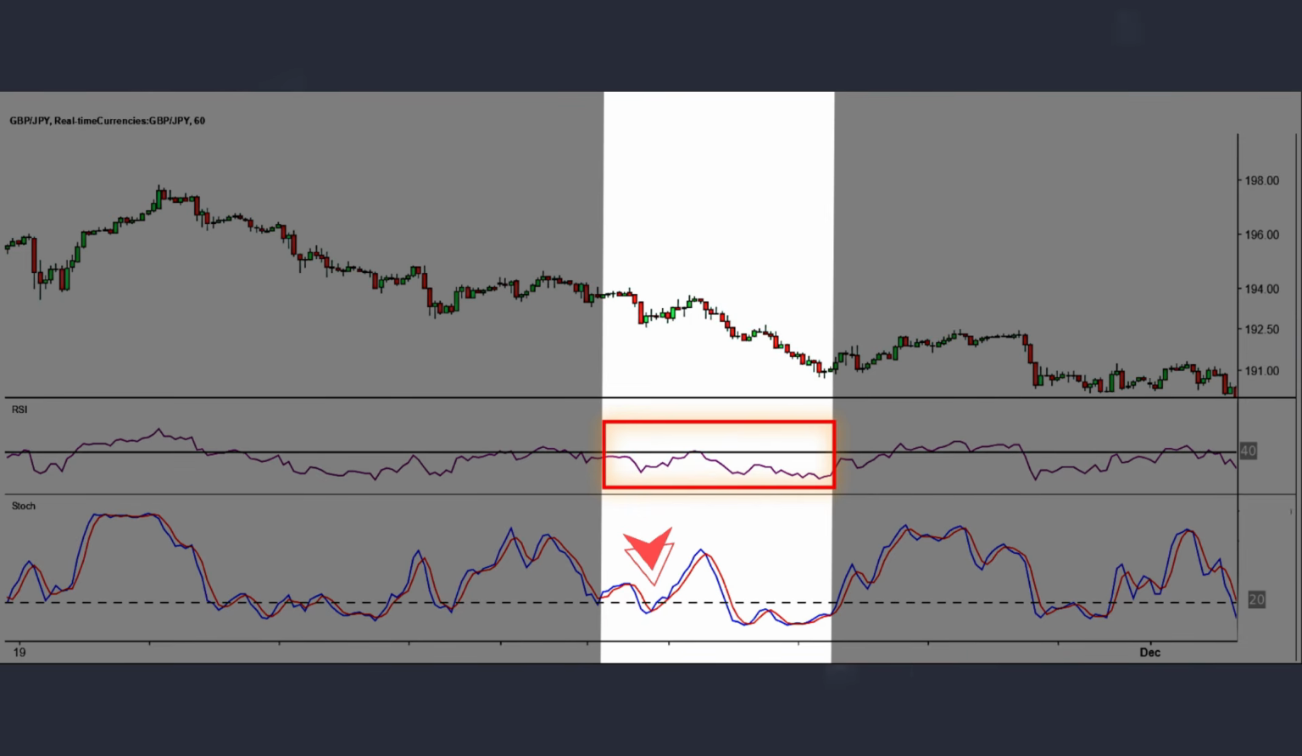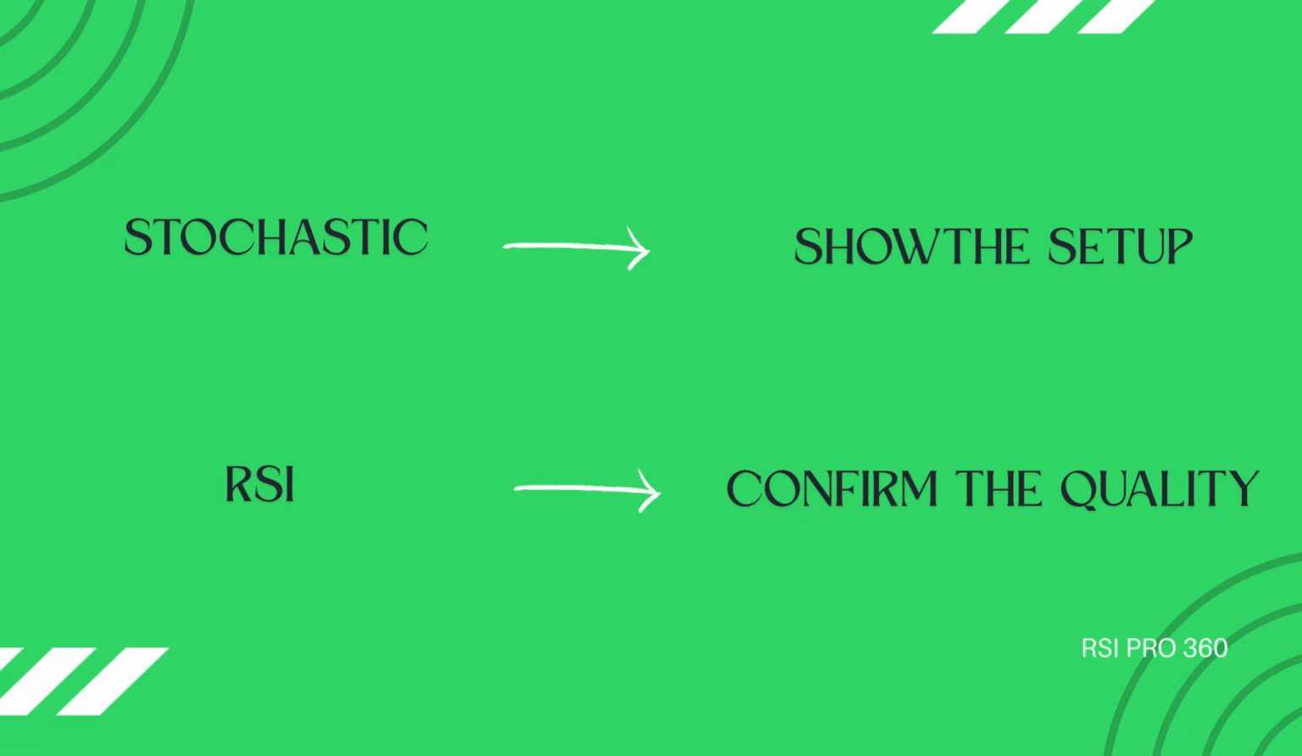That early buy signal from Stochastic was a trap, and RSI helped us avoid it. This is where RSI shines, filtering out false signals during strong trends, keeping you on the right side of the market. Let Stochastic show you the setup, and RSI confirm the quality. When used together, they reduce false signals and help time entries more precisely.